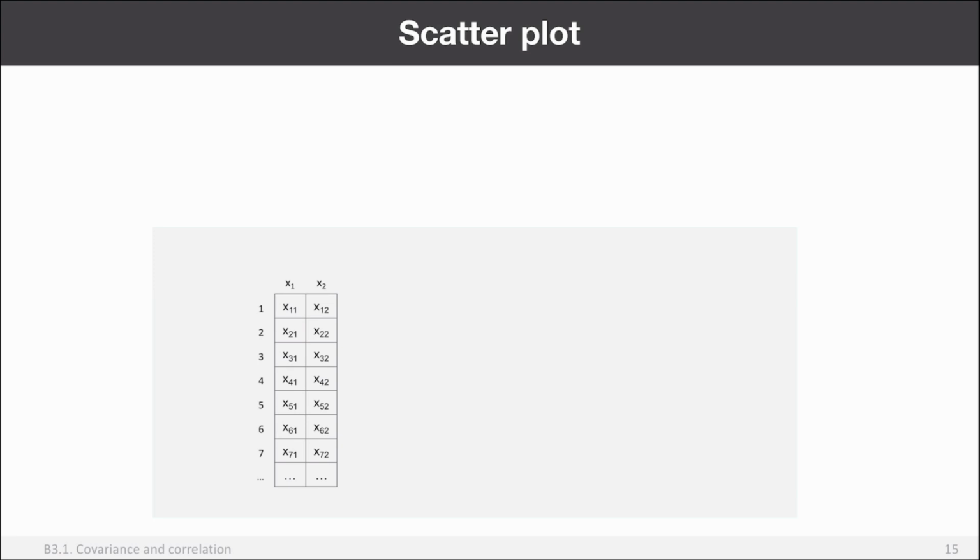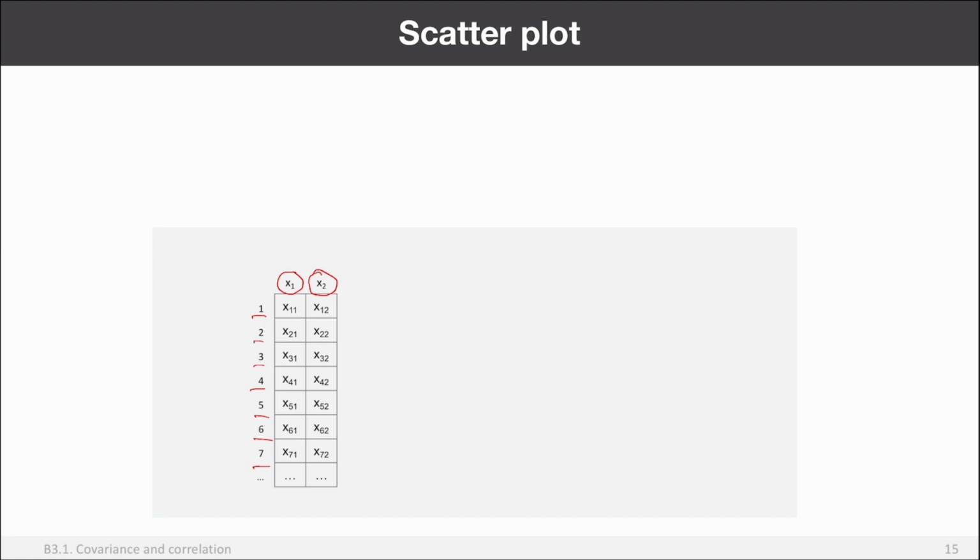Any dataset where you have two or more numeric variables can be represented as a scatter plot in variable space. What do I mean by that? You can see here that we have a dataset with two variables. You can think about something simple like height and weight of people. And these are individuals, so these are persons. So, for example, every x inside this matrix is just a number.